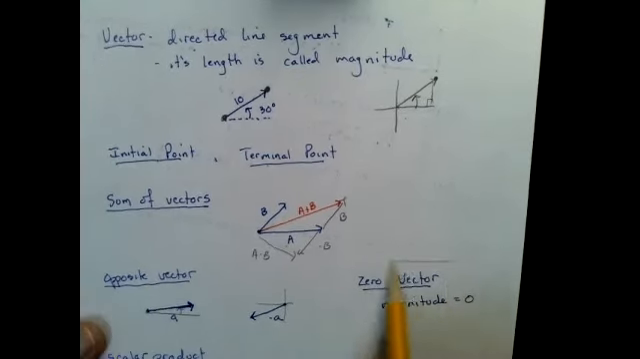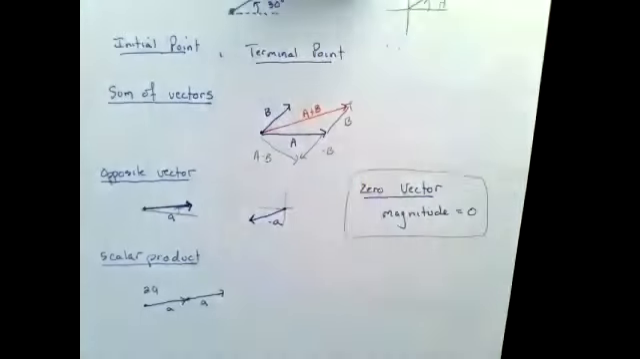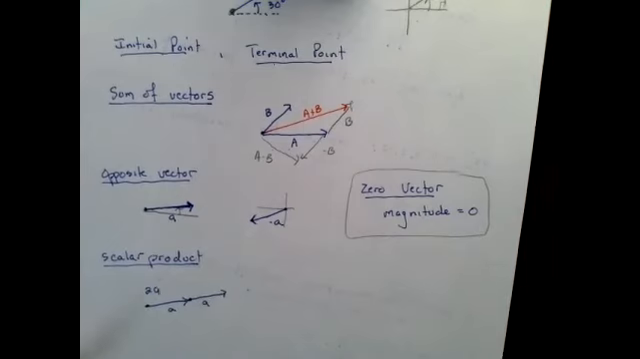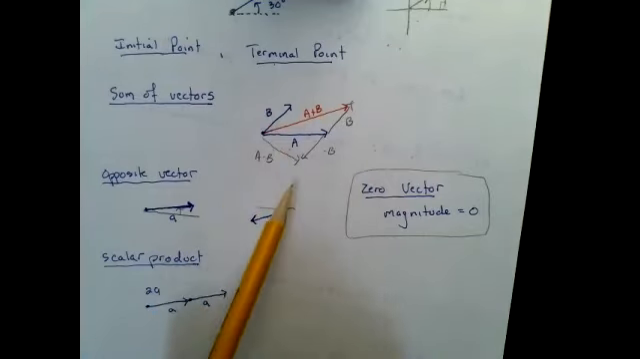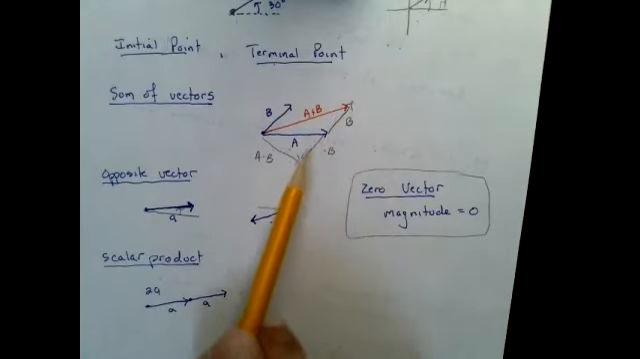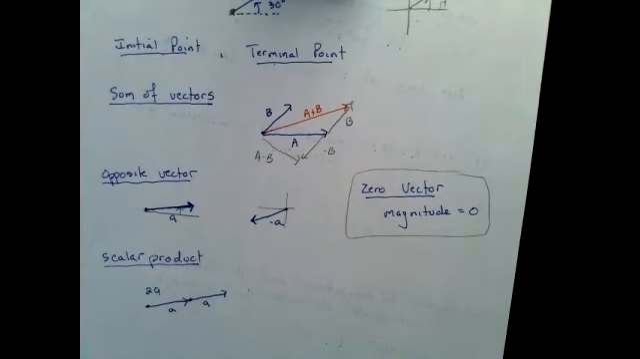Special vector, the zero vector. It's one that has a magnitude of 0, has no direction, just a magnitude. Now, along with being able to add vectors, I can subtract. Instead of A plus B, I can do A minus B. Here's A minus B. There's the vector A minus B.